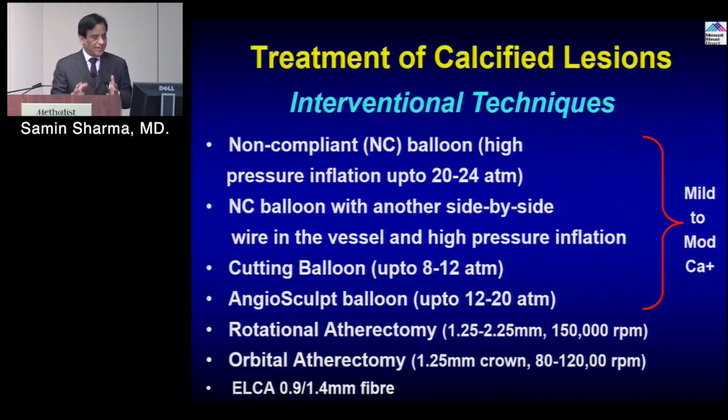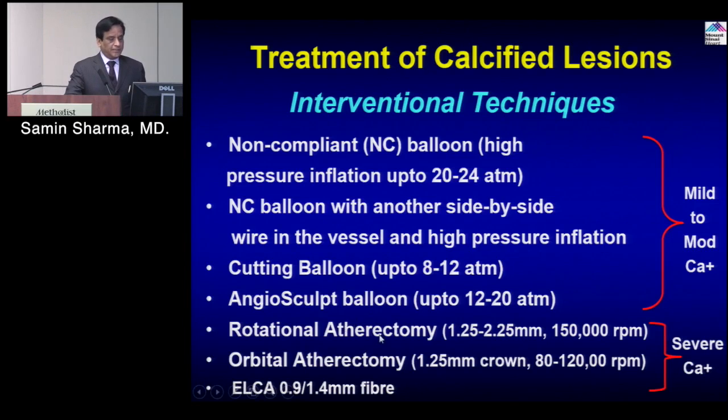The severe calcium, we actually have two techniques with added on the third one, and these are the rotational atherectomy, which comes in various sizes, and the burr is at 150,000 RPM, and the second is the orbital atherectomy, which is only 1.25 millimeter crown. They call it a crown. Rotational atherectomy, we call it a burr, and it's a 80 to 120,000 RPM. Soon there will be another crown will be available called mini crown.